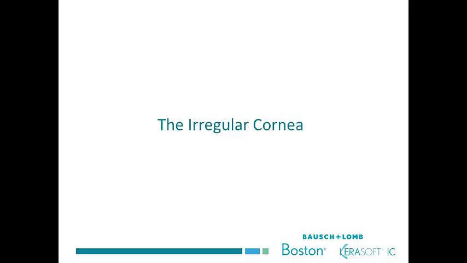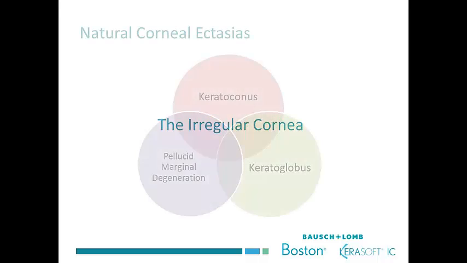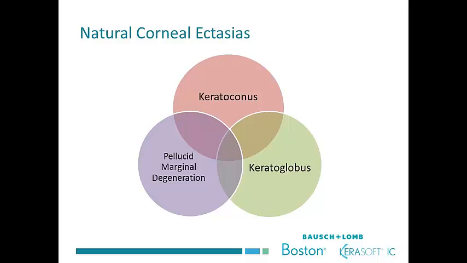So let's get started in talking about the irregular cornea and the patients that present with these. So first, we have the naturally occurring ectasias. So it's kind of like the triad. You've got keratoconus, pellucid marginal degeneration, and keratoglobus.